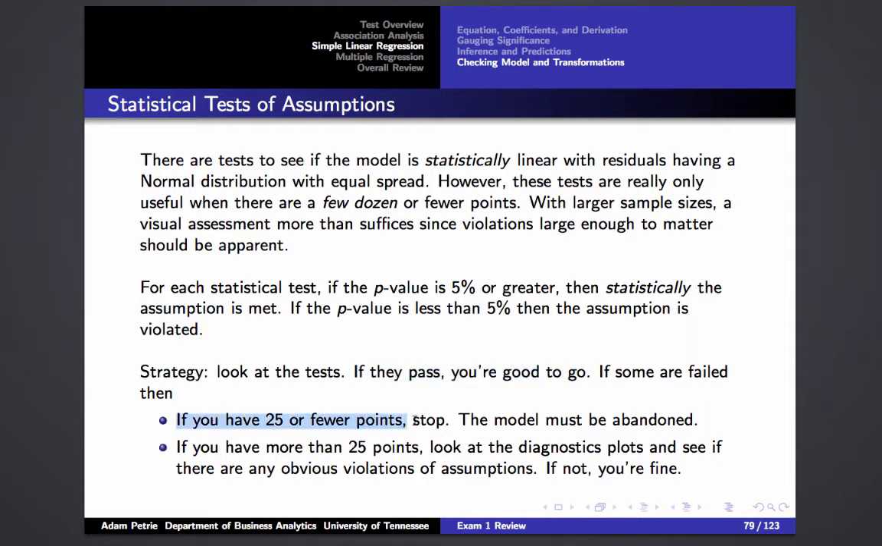If we have 25 or fewer data points, stop. You need to abandon the model. You just can't use it. If you have more than 25 data points, look at the diagnostic plots. If there are obvious violations of the assumptions, you need to stop. The model's bad. If those violations are small, if you can't even see them, well, you're good to go.